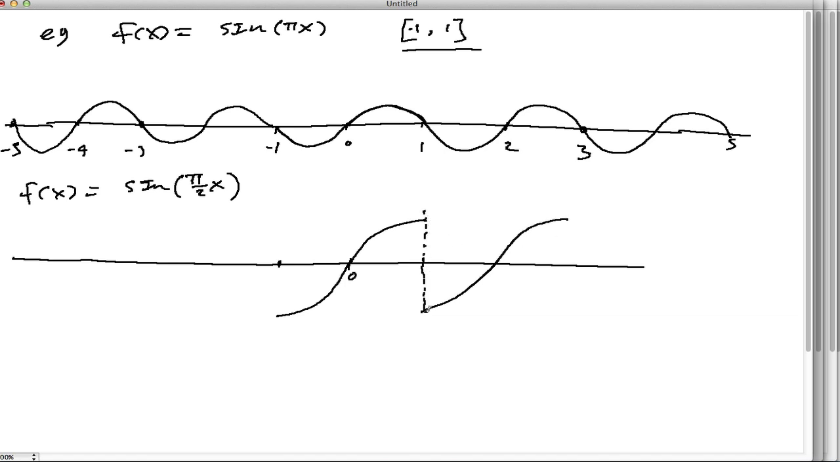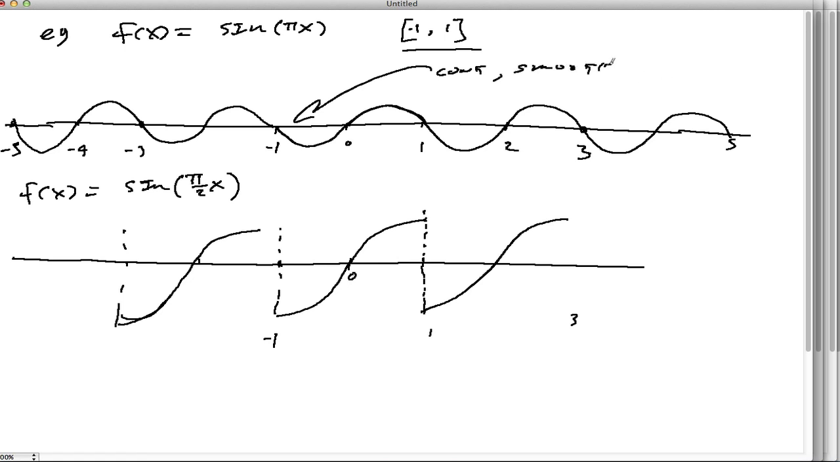So we see that at the points 1 and -1 and 3 and -3, there are these discontinuities. So here we have it's continuous and it's smooth. There are no discontinuities in the derivative or in the function itself anywhere for f of x is equal to pi x, but for pi halves x, the periodic extension has discontinuities in it. Okay.